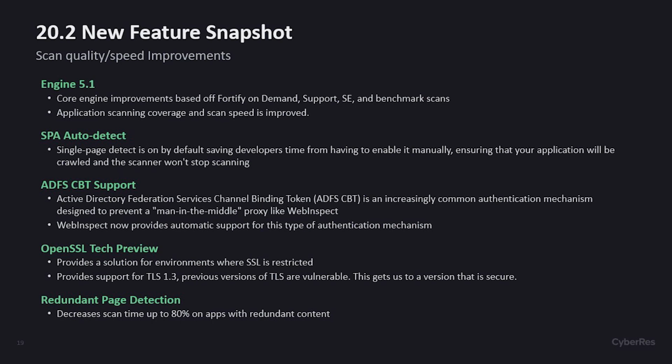The big benefit with this redundant page detection is you're going to save a lot of time. A scan that used to take nearly 3 hours with redundant page detection off now takes just 33 minutes with the page similarity threshold at 95%, or just 10 minutes with it set at 50%. So when you're looking to reduce your scan times on large applications with lots of redundant content, this is a great feature.